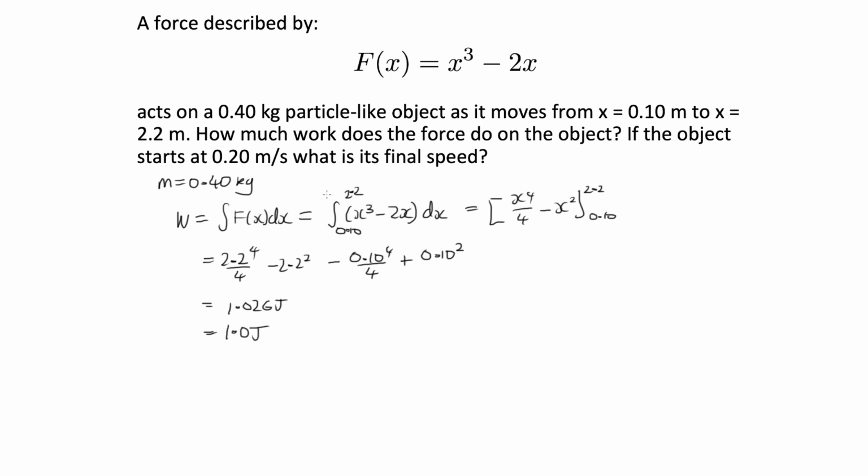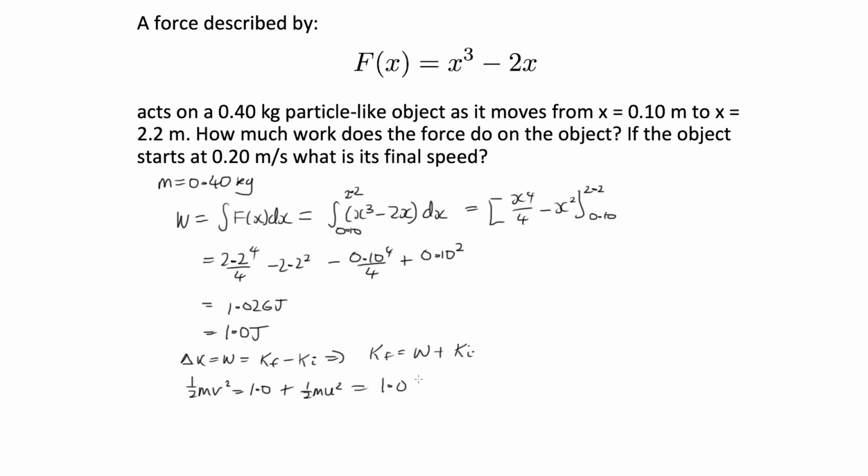So if the object starts at 0.2 meters per second, what is its final speed? So for this, we can use that the change in kinetic energy is equal to the work done, which is the final kinetic energy minus the initial kinetic energy. So the final kinetic energy is equal to the work done plus the initial kinetic energy. So we can write a half m times the final speed, v squared, is equal to the work done, which is 1 joule, plus the initial kinetic energy, which is a half m u squared.